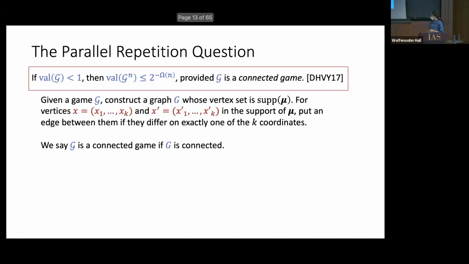So I'm just going to present the result for connected games. And what is a connected game? It's basically a game where the graph on player inputs is connected. So what is this graph on player inputs? The vertices are all possible inputs to all players, so all possible k-tuples of questions. And you connect two vertices x and x prime if they agree on all except one coordinate. So they agree on the questions to all players except one. We connect any two such inputs. And if this graph is connected, we say that the game is connected.